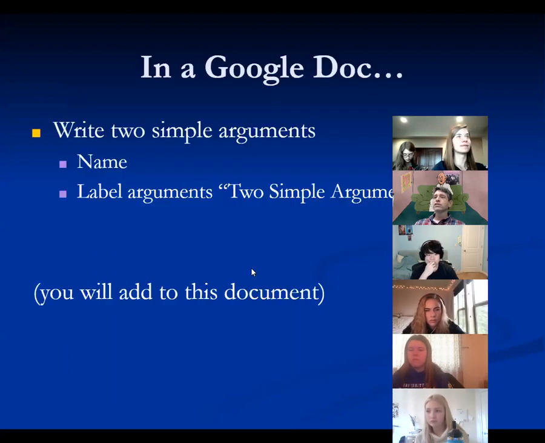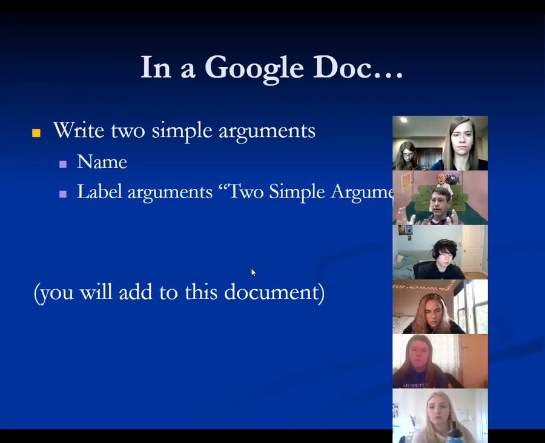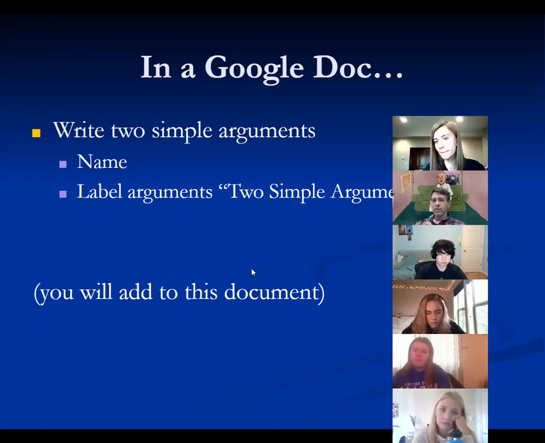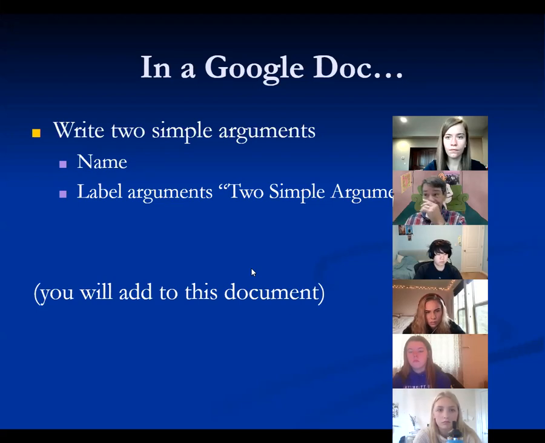Okay, so what I want you to do right now is in a Google Doc that you will save and turn in later, and you can title the Google document something like logic, that's fine. You're going to write two simple arguments in this. You're going to have your name somewhere on the document, and probably when you turn it in, I'll see it anyway, so it doesn't matter that much. And then you're going to label the first part here, two simple arguments, and I want you to write two simple arguments. I'm not saying they have to be good, true, deductive, valid, anything. I'm not saying any of those things. All I'm saying is that they have to be two arguments with at least two premises and a conclusion.